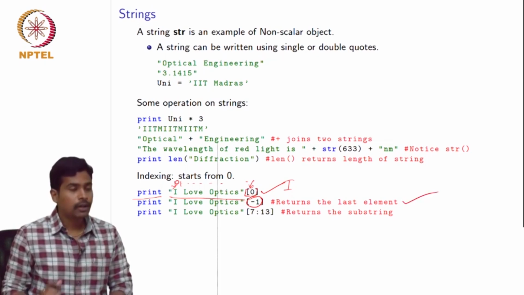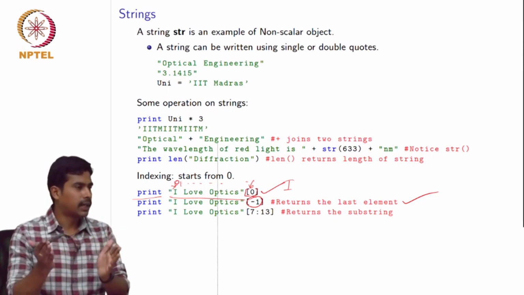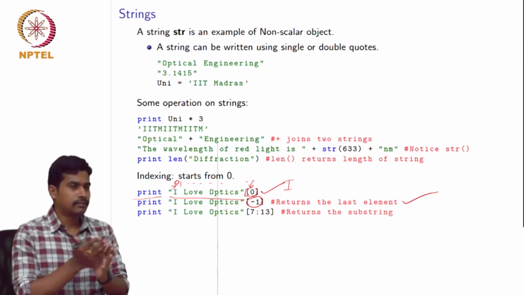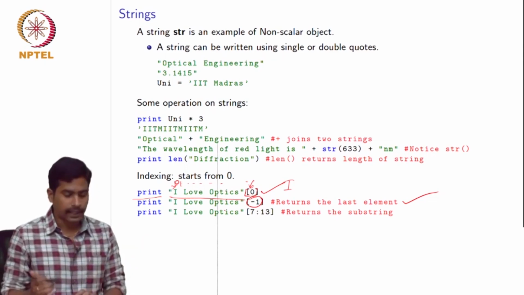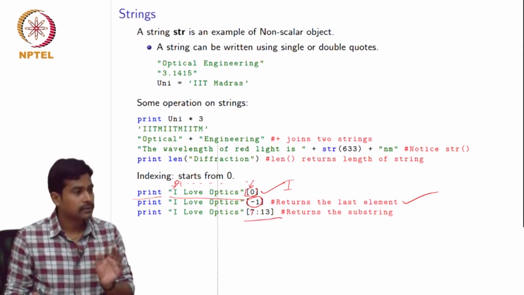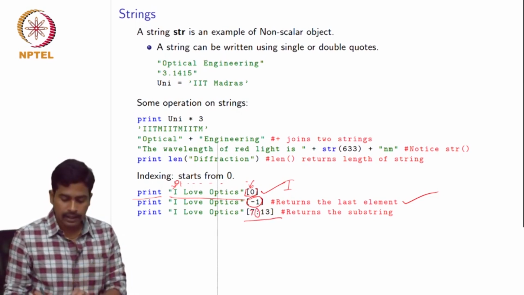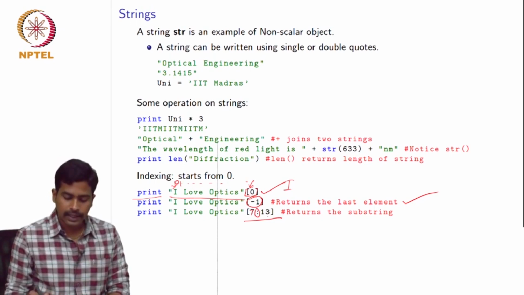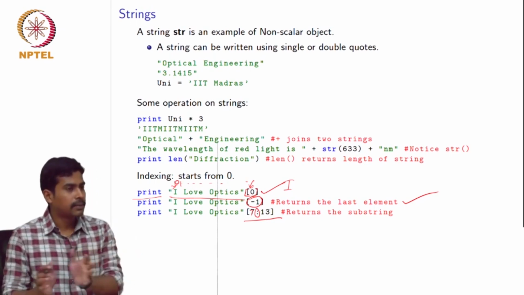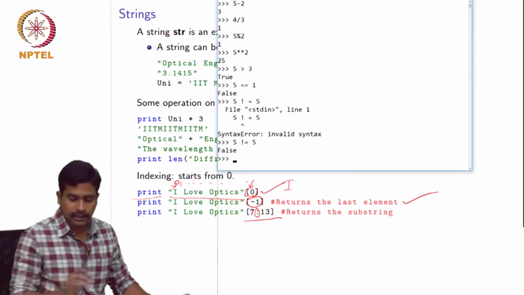Okay. You can also index a group of characters like 7th to 13th or first to 5th character using this command. Here you use the starting index and then use a colon and the last index. So here 7th to 13th characters will be printed at the output. So now let us try some of these in the Python shell.